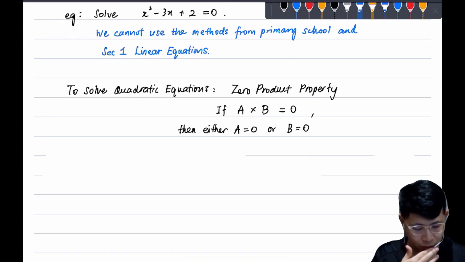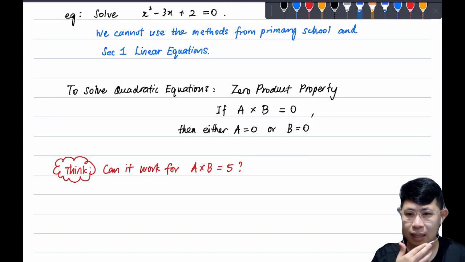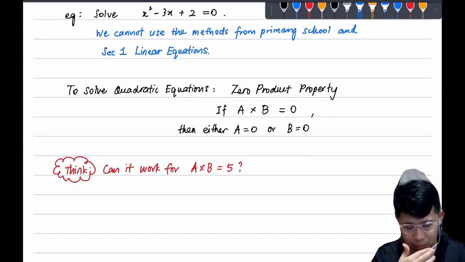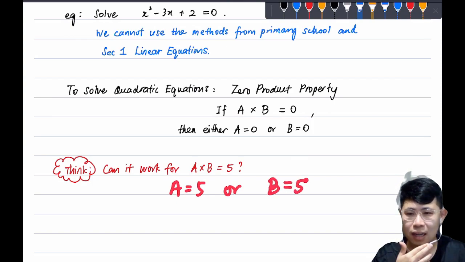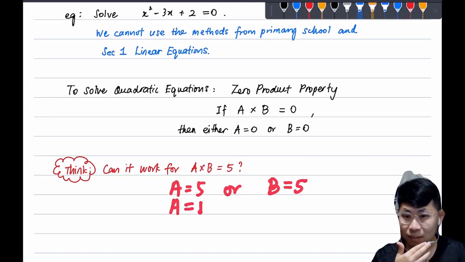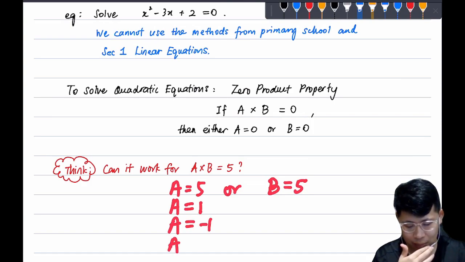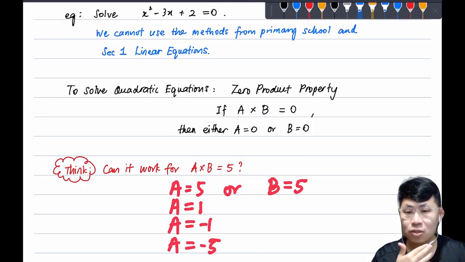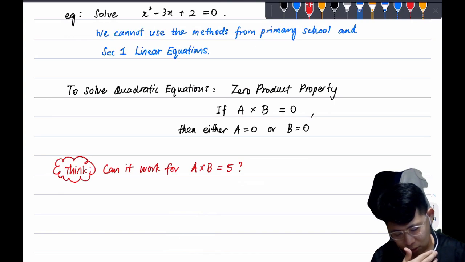Now, before we go on, a little question. Can it work for a times b equals 5? Would it be a equals 5 or b equals 5? Would it always be the case? Actually, no. a may be equal to 1, since 1 times 5 is 5, or 5 times 1. a can be equal to negative 1. a can be equal to negative 5. And the list goes on and on for the different variations for b. So actually, the short answer is no.